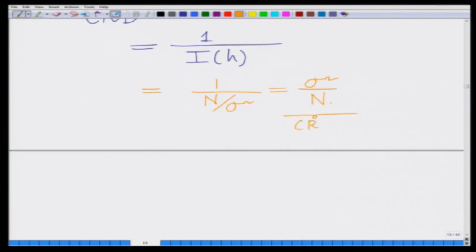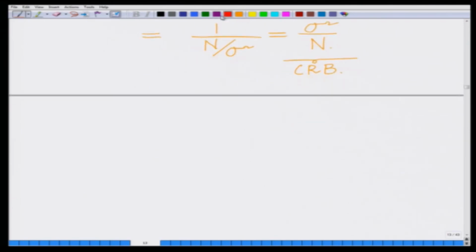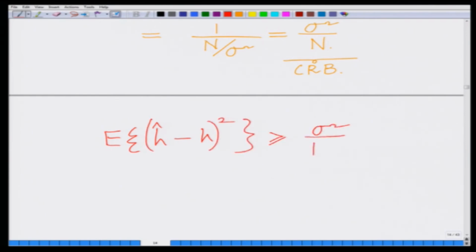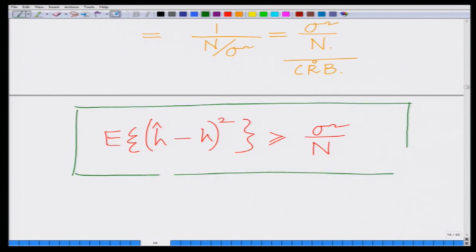This is your CRB, which is the lowest variance achievable by any unbiased estimator. Therefore, the Cramer-Rao bound is expressed as the expected value of (h hat minus h) whole square is greater than or equal to sigma square divided by n, and this is the Cramer-Rao bound for the sensor network scenario.